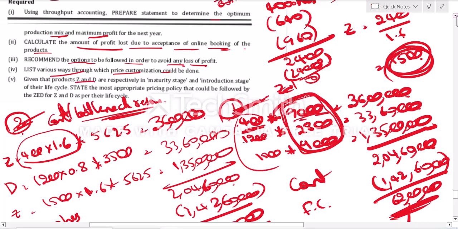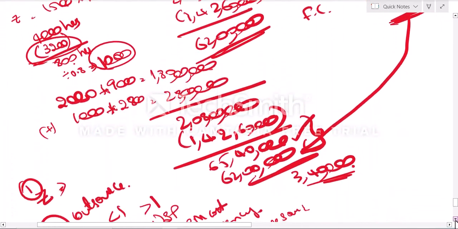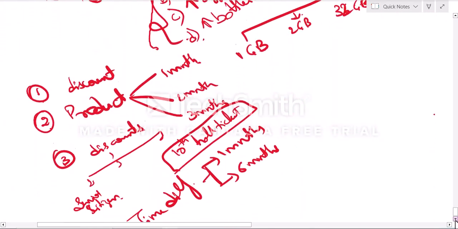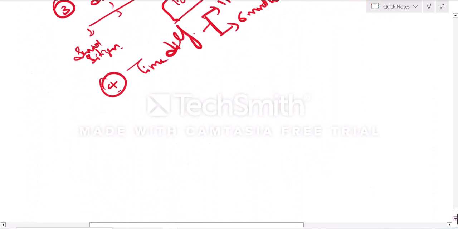Given that products Z and D are respectively in the maturity stage and introduction stage of their life cycle, state the most appropriate pricing policy that could be followed for Z and D as per their life cycle. Actually, we have a chapter on pricing decisions. As they are asking, I will give a brief explanation only for Z and D, not completely.